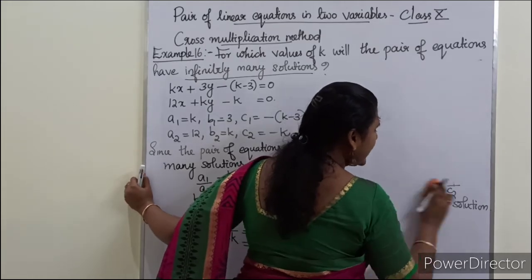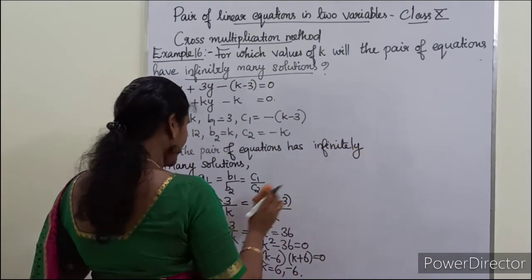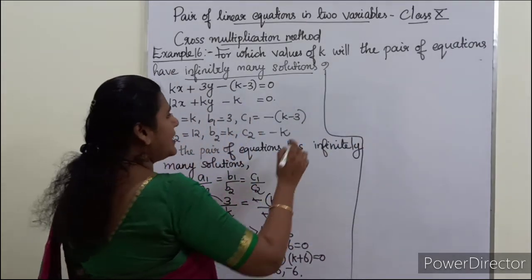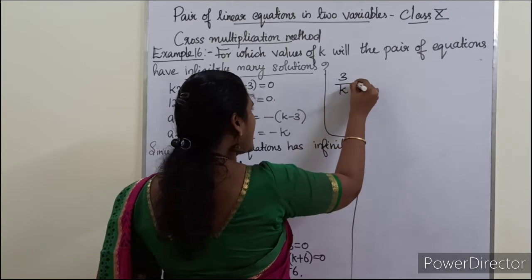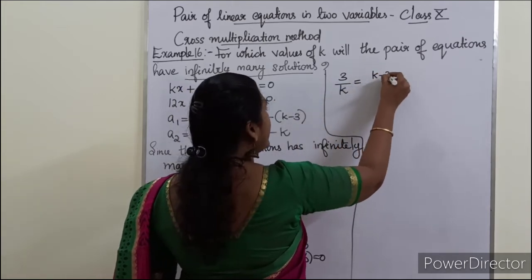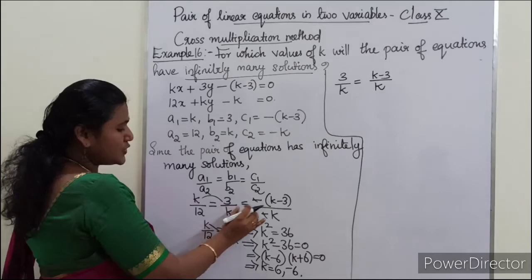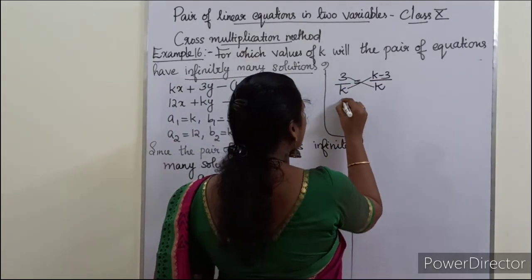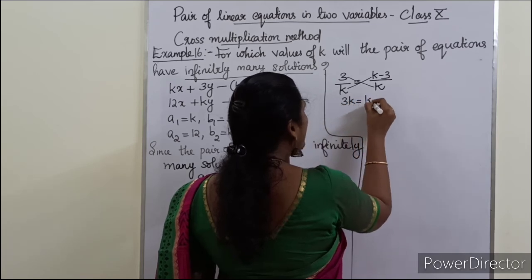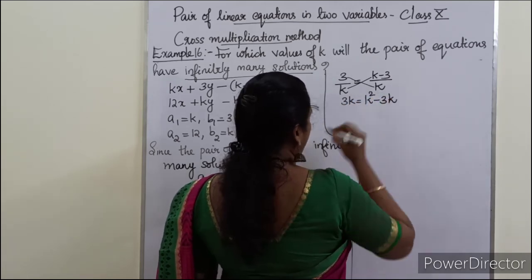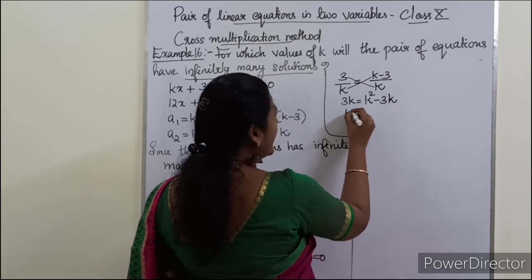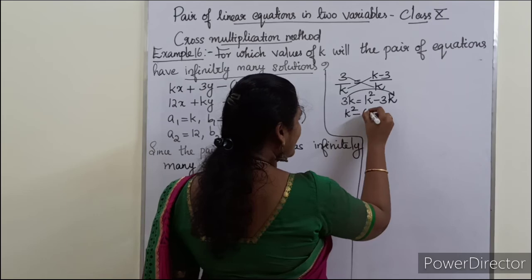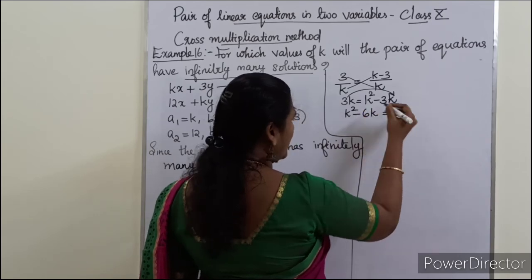Now we will take the second and the third ratio, that is 3 by K is equal to K minus 3 by K. So the second ratio and the third ratio we are taking next. Now you do cross multiplication. So 3K is equal to K square minus 3K. Now you simplify this. K square minus 3K, the 3K also will come to this side. So you will get K square minus 6K equal to 0.